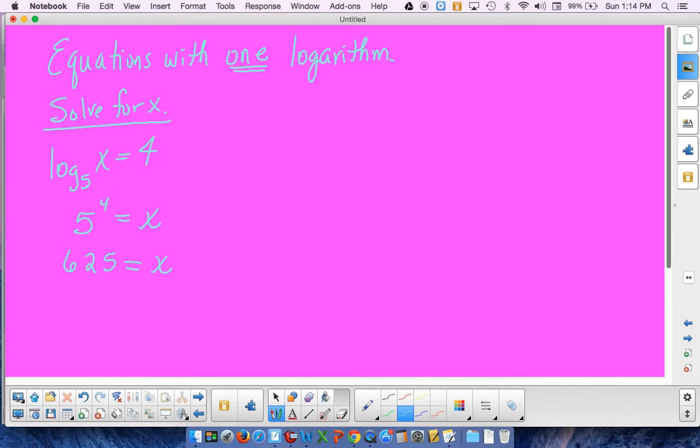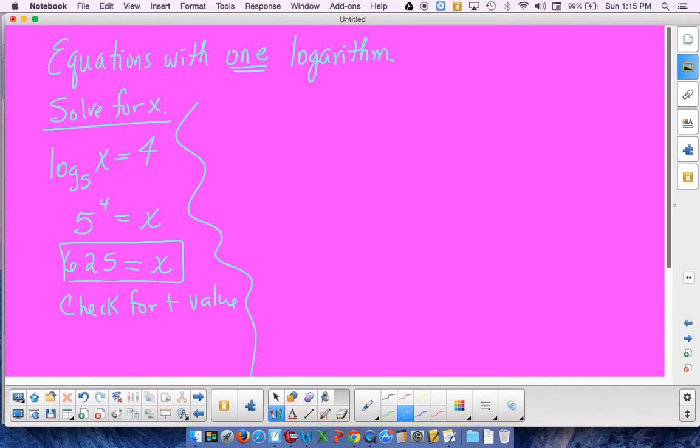Now, what you must check if x is part of the logarithm. If it's the base or it's the argument, you have to check your answer because it has to be positive values. So if I put 625 in there, can I have the log of positive 625? Yes, it's a positive value, so I'm good.